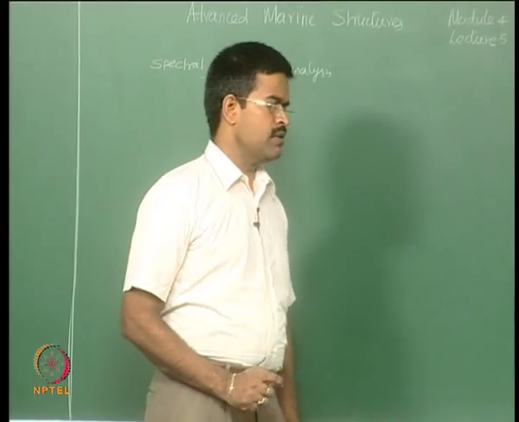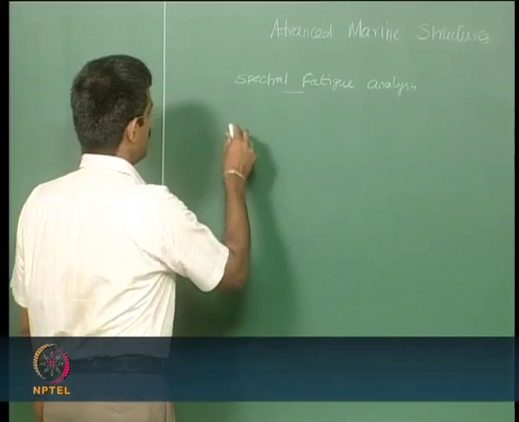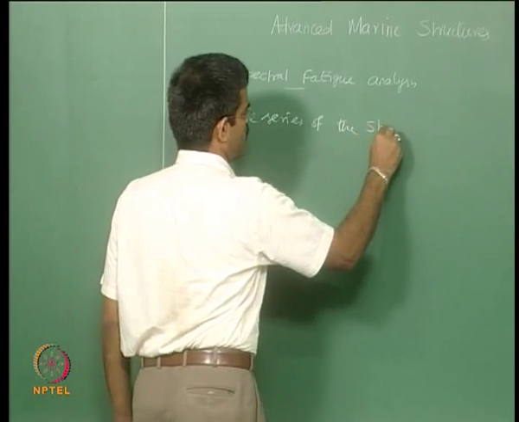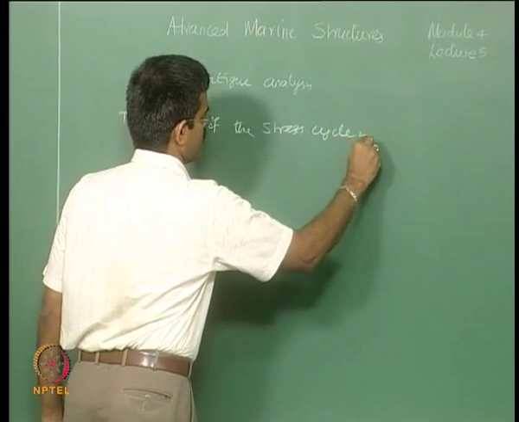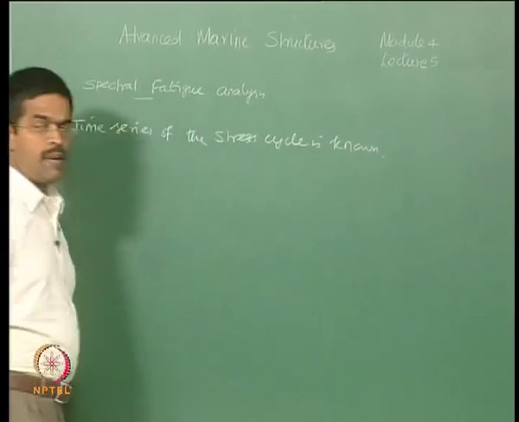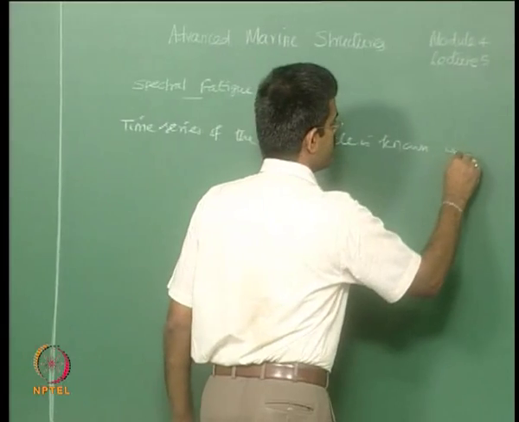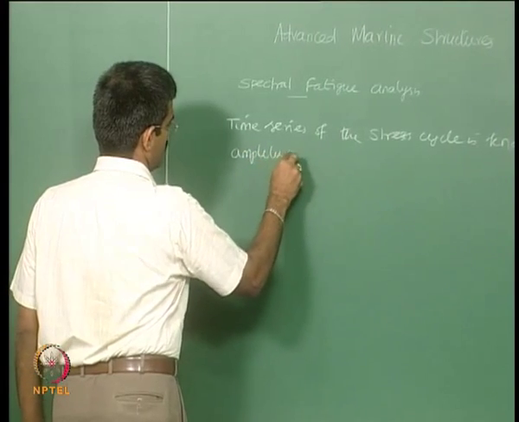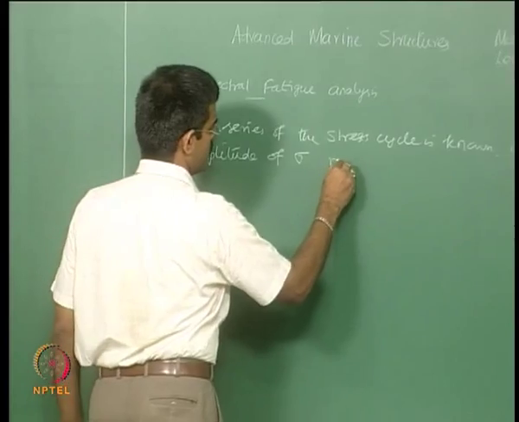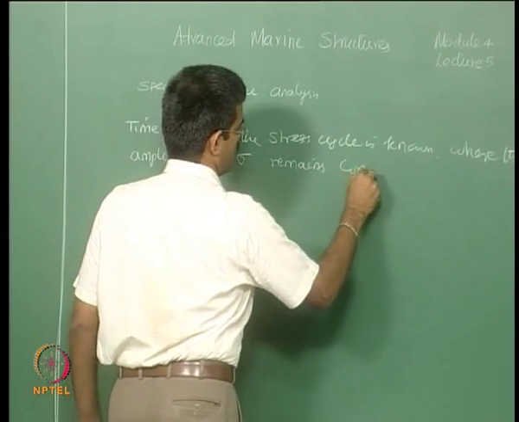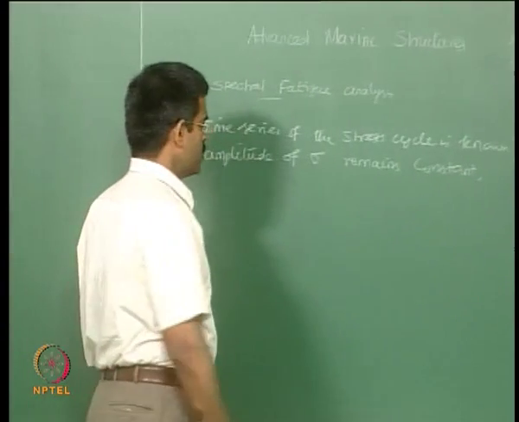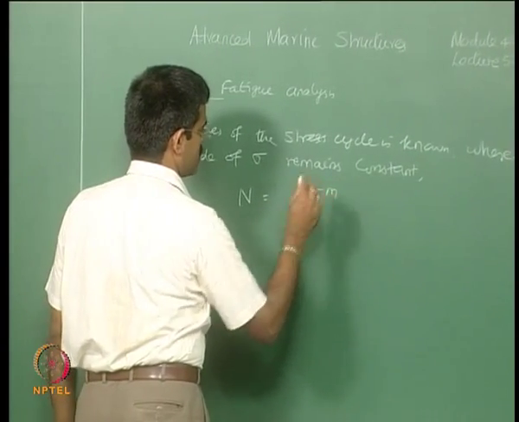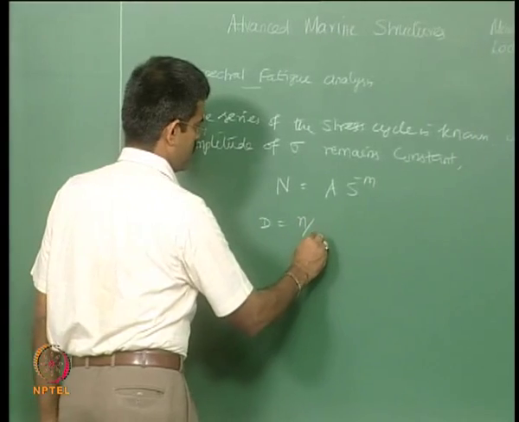So, we have been looking into the fatigue damage of marine structures. There initially we said if the time series of the stress cycle is available, where the amplitude of the stress remains constant, then one can say that N, for the SN curve, is simply N = A S^-m, and the fatigue damage can be simply n by N, and so on.